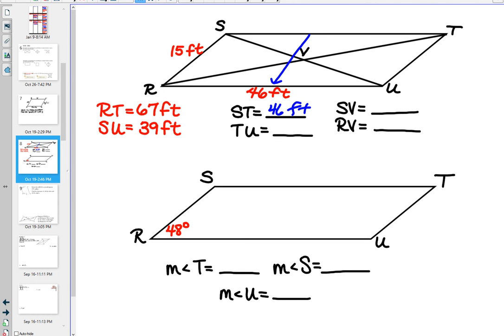How about SV? SV is half of a diagonal. What did we learn about the diagonals of a parallelogram? We learned one thing about the diagonals of a parallelogram. They bisect each other. They cut each other in half. So SV would be the same as VU, and RV would be the same as VT. They're not all going to be the same as each other, but it gets cut in half.